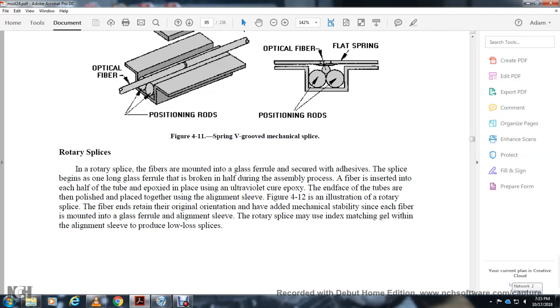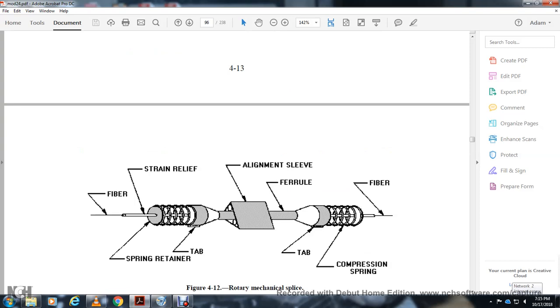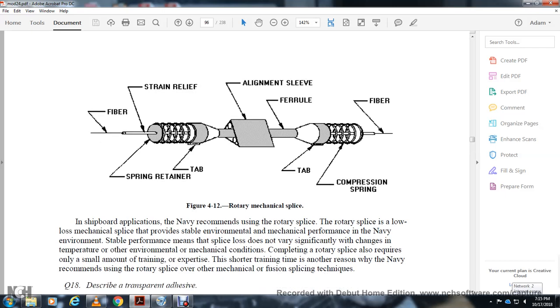The fiber ends retain the original orientation and have added mechanical stability, since each of the fibers is mounted in a glass ferrule within the alignment sleeve. The alignment sleeve of the rotary splice is filled with matching gel to reduce loss from misalignment. The labeled parts are the fiber, the strain relief, the spring retainer tab, the alignment sleeve, the ferrule with the tab, and the compressed ring of fiber.